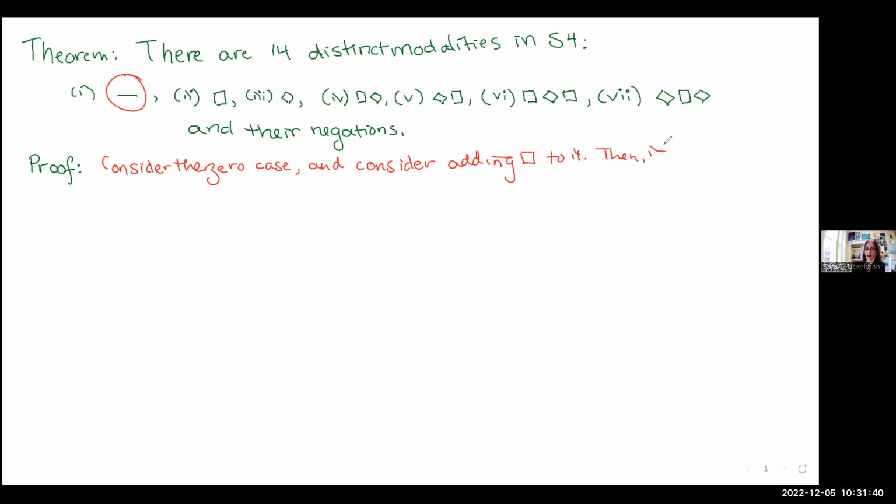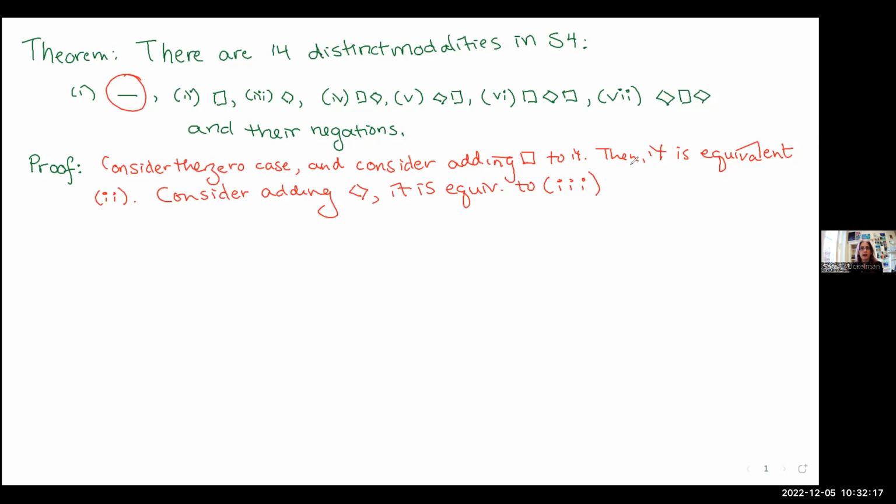Then the modality that we have is equivalence. Wow. I think something has happened with Zoom's whiteboard and it doesn't work as well as it used to. Apologies for the messy writing. Anyway, adding a box to it means that we have something that is equivalent to modality 2. The other option is consider adding diamond to the 0 case. The result is equivalent to the 3rd one. So if we start with the 0 case and we add another modality, we have something that is already in our list of distinct modalities. So we're good.